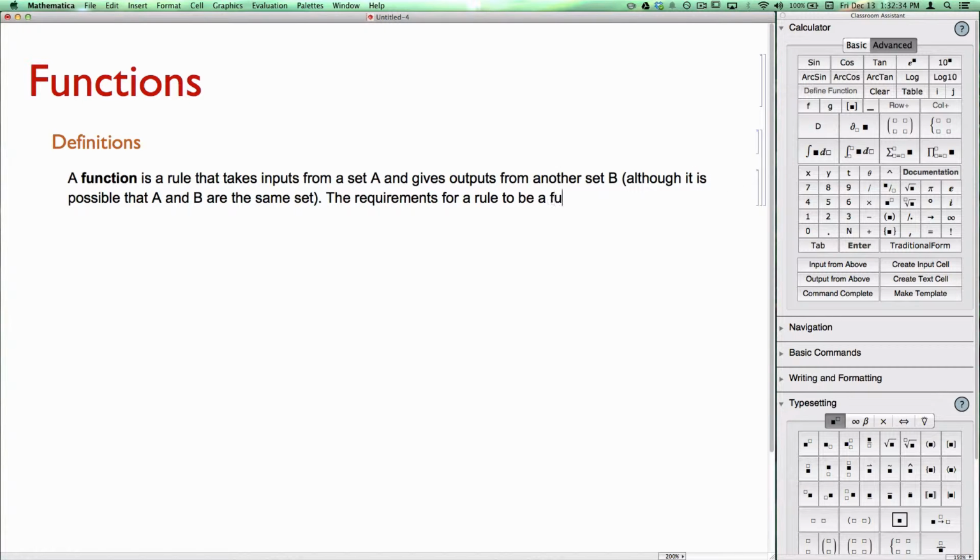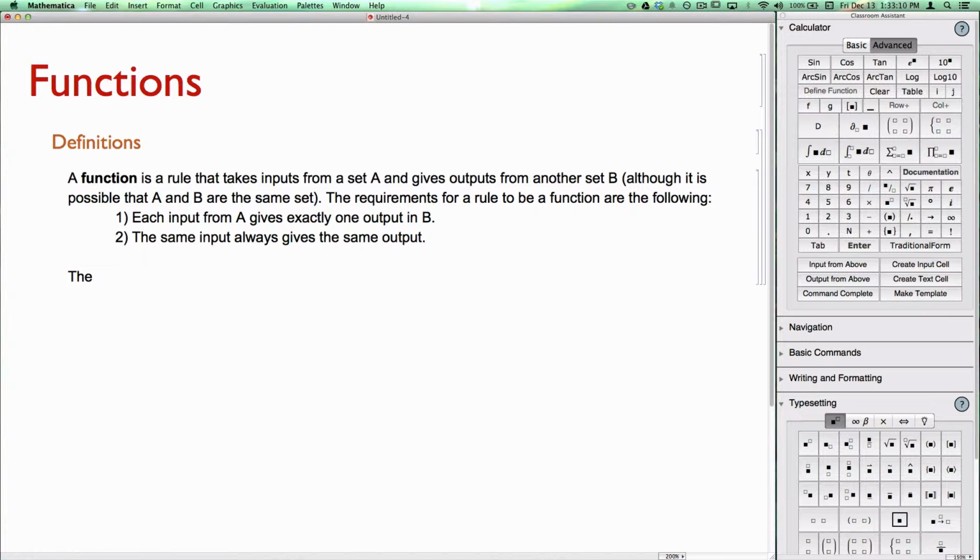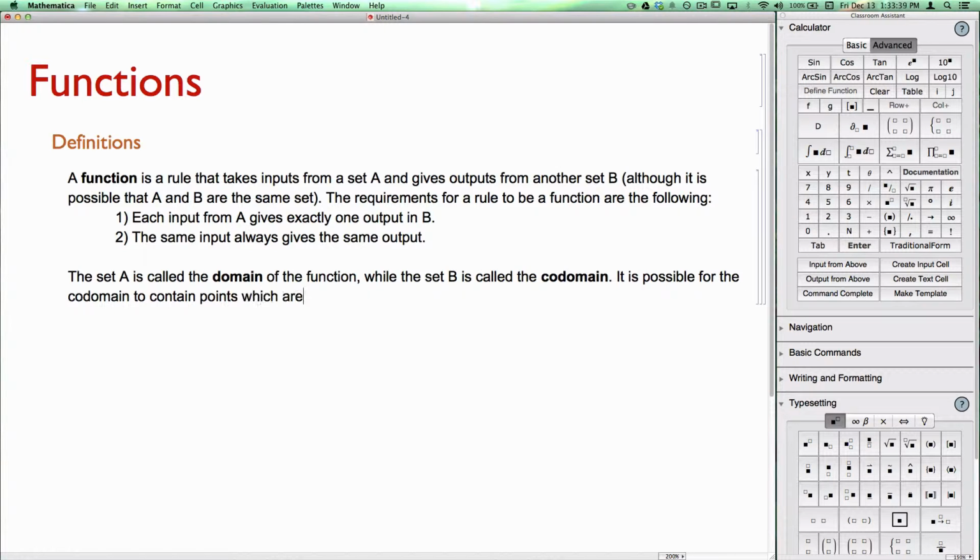There are some requirements for a rule to be a function. First of all, each input from A must give exactly one output from B, and the same input always has to give the same output. The set A is called the domain, while the set B is called the codomain. It is possible for the codomain to contain points which are not outputs of the function. The set of elements in the codomain which are outputs of the function is called the range.